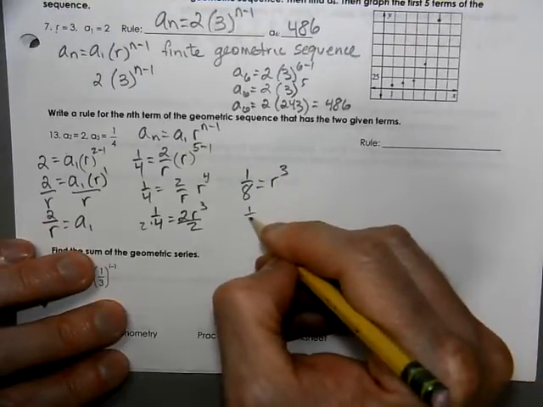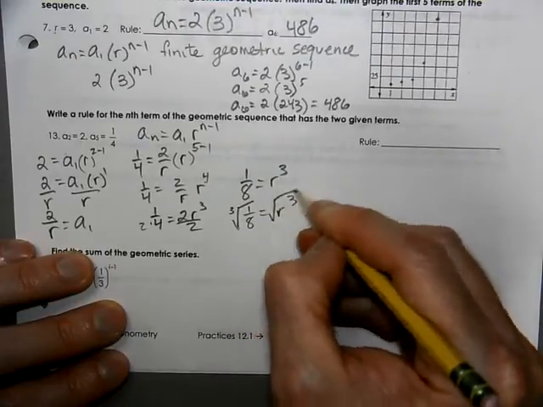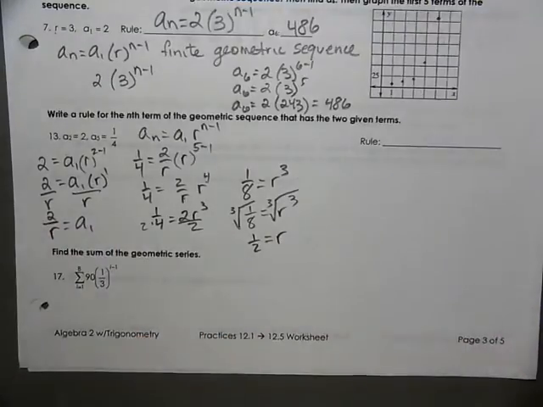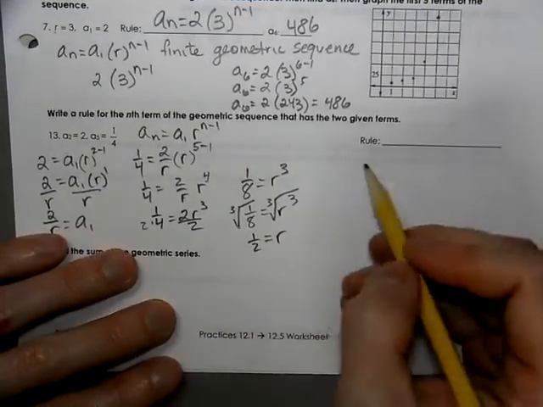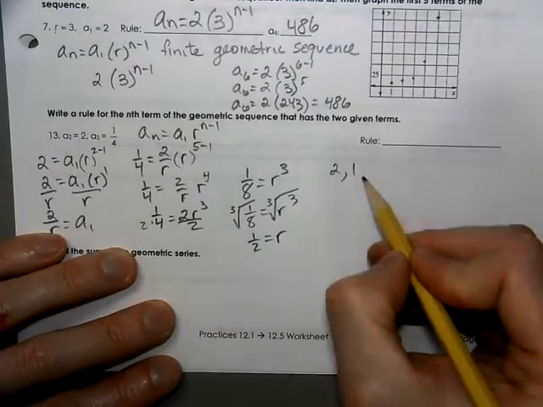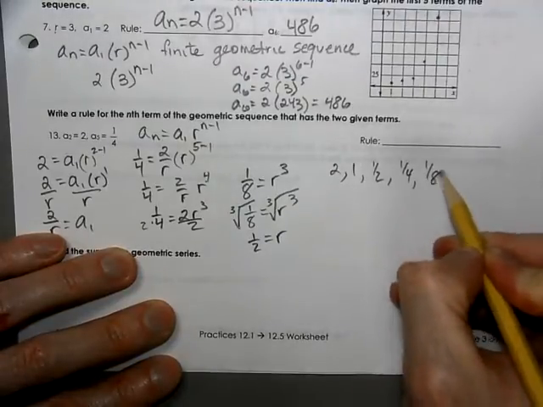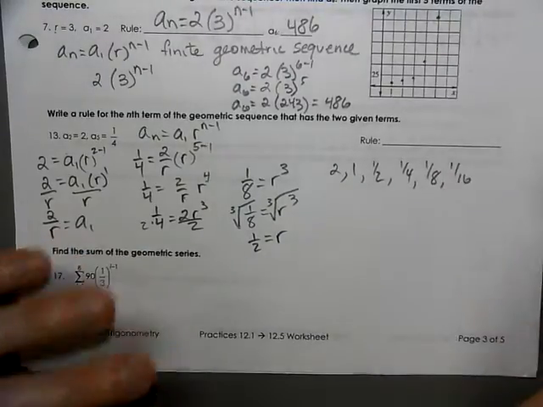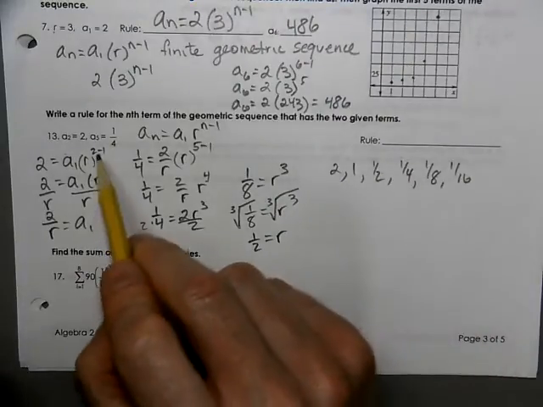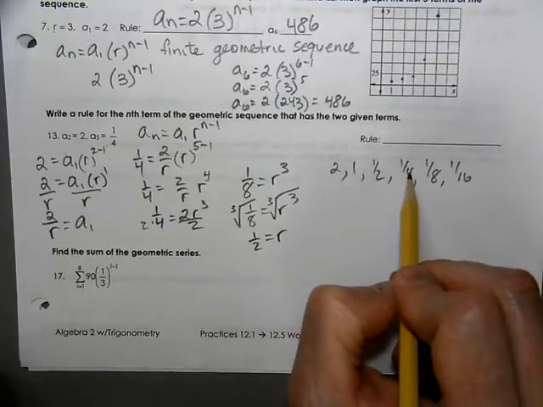And when we take the cubed root, then we're going to get 1/2 equals our ratio. So if we test this out, we're going to start out with 2, and then half of that would be 1, half of that would be a half, half of that would be a fourth, half of that would be an eighth, a 16th, and so forth. So the fifth term is a fourth. 1, 2, 3, 4.